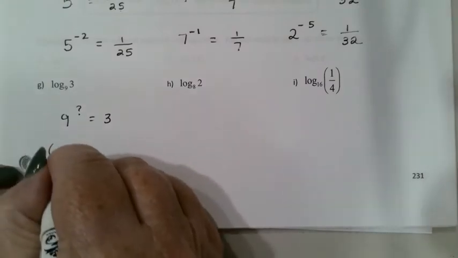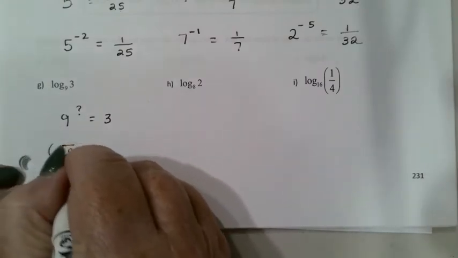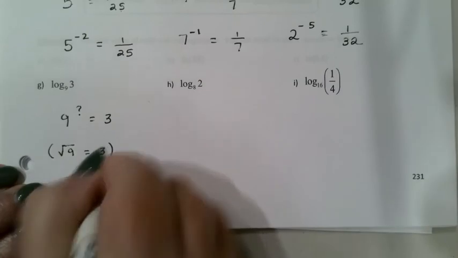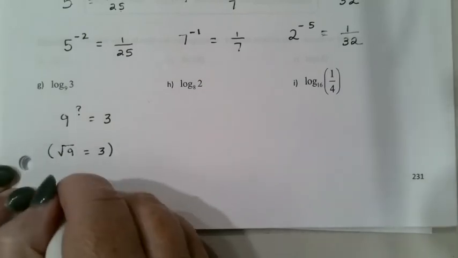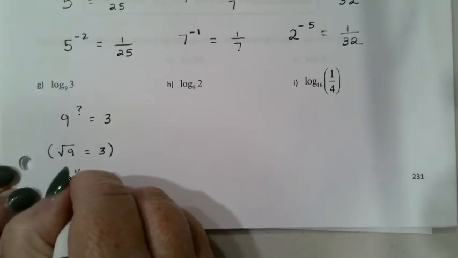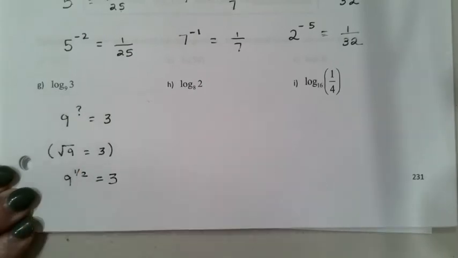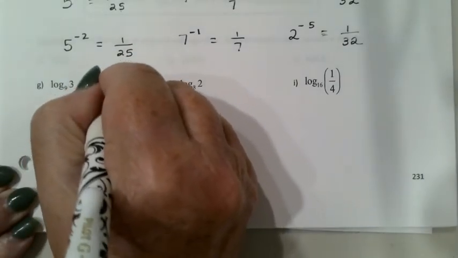Kind of in the back of my mind, I'm thinking, well, I know the square root of 9 is 3. And I also know the square root could also be written as the 1/2 power. So the 1/2 power is what I need, and that's the value of the logarithm.